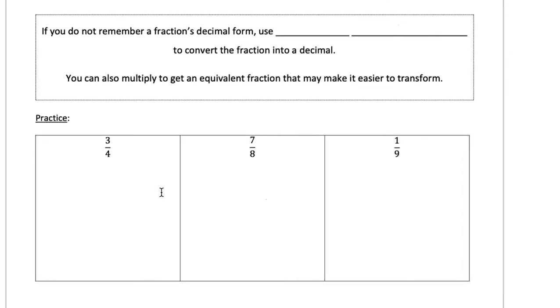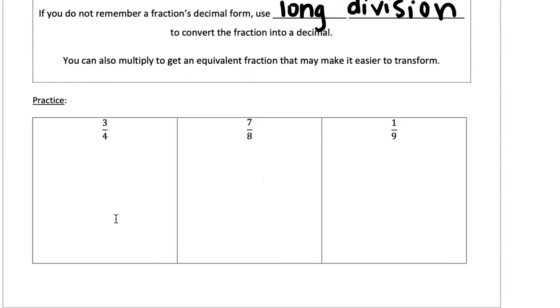If you can't remember the fraction's decimal form, we can always use long division in order to convert the fraction into a decimal. You can also multiply to get an equivalent fraction and then make it easier to transform. So we're going to practice this with a couple examples here. In this first one, if I have 3/4, I'm going to use the multiplication method to help me get here.